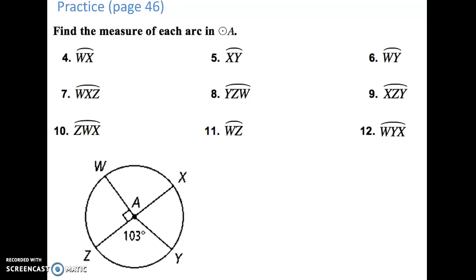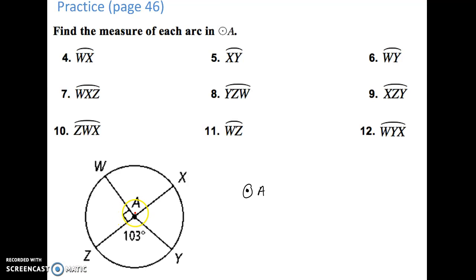Okay, so the measure of arc WX. Look at what we have here. We have a circle, circle A, the center is at A. I have the two central angles here because the central angle is formed from that center of the circle. So let's find the other pieces that we need.